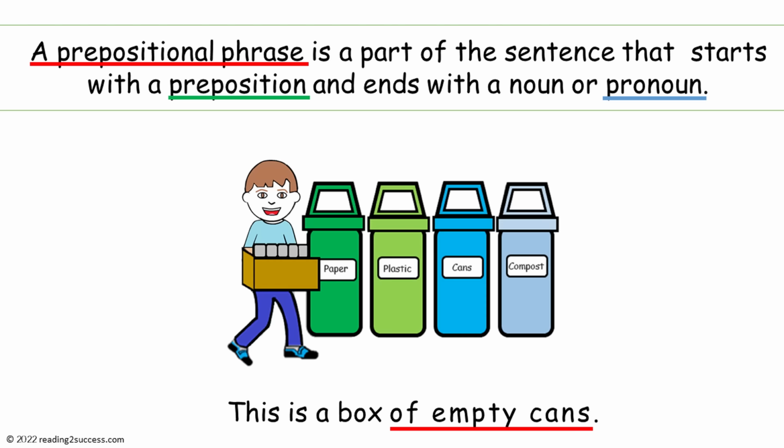Tell kids that a prepositional phrase is a part of the sentence that starts with a preposition and ends with a noun or pronoun, as in the sentence, "This is a box of empty cans."